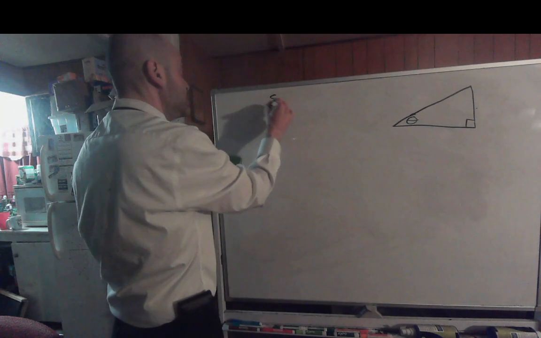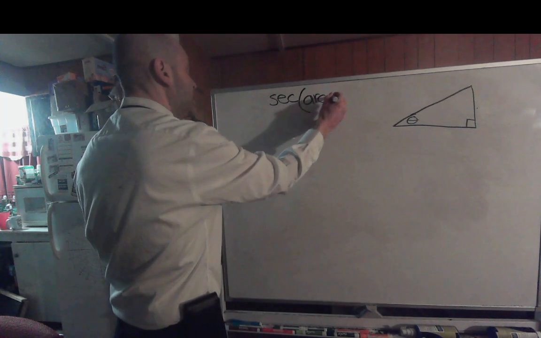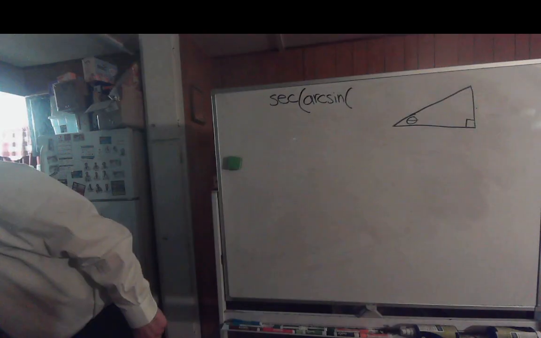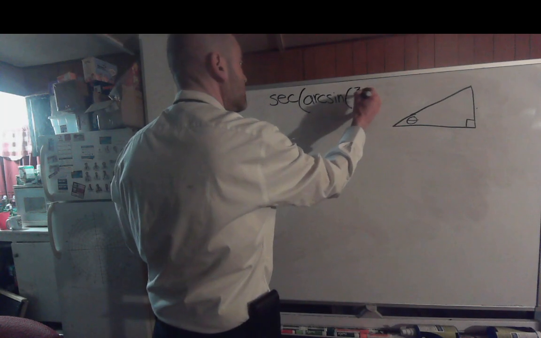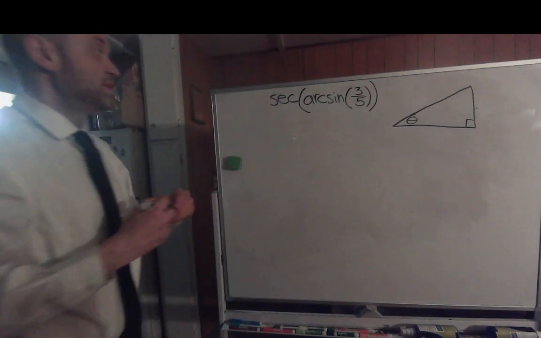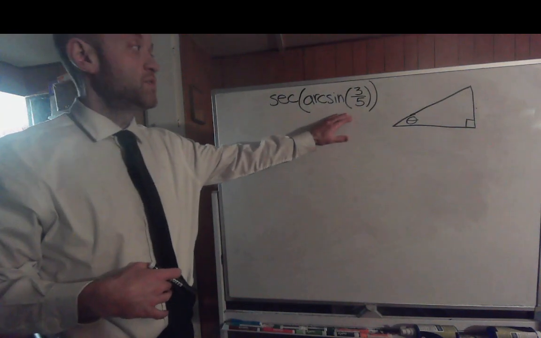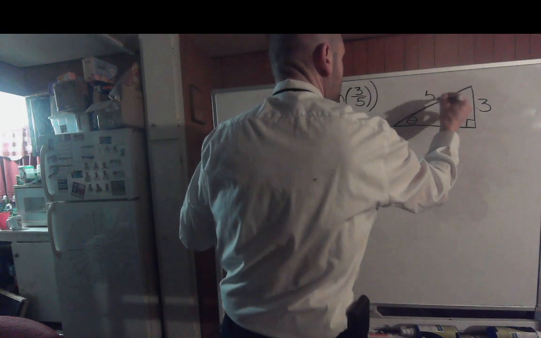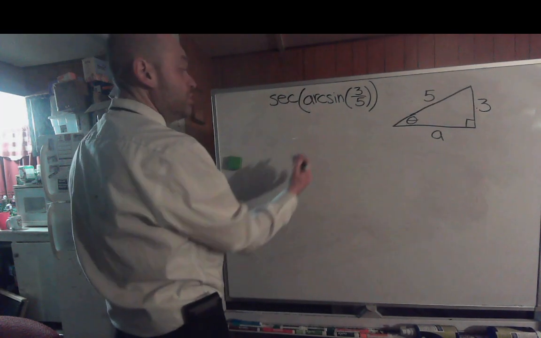Alright, now we're going to take the secant of the arc sine of 3/5. So we're going to evaluate the secant of the arc sine of 3/5. So what angle would give you a sine of 3/5? So opposite over hypotenuse. Let's solve for side A. Again, good old Pythagorean theorem.